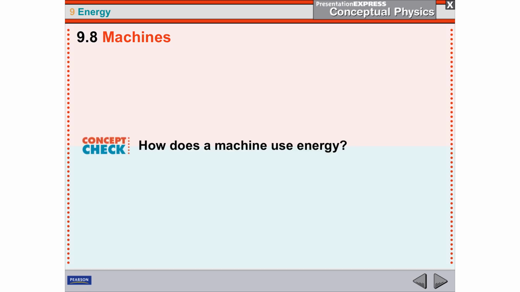So how does a machine use energy? It transforms energy or multiplies force. Remember, energy is the same as work. Work is force times distance. And so therefore, if I make up in distance what I lack in force, I can still get the same effect. So a machine is totally useful.